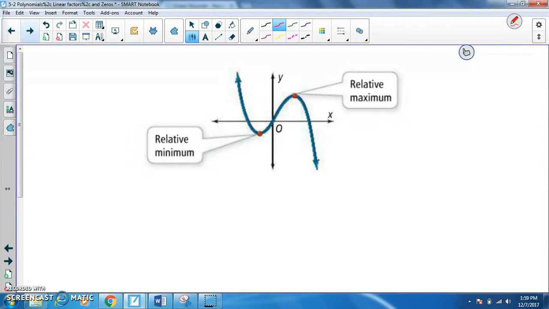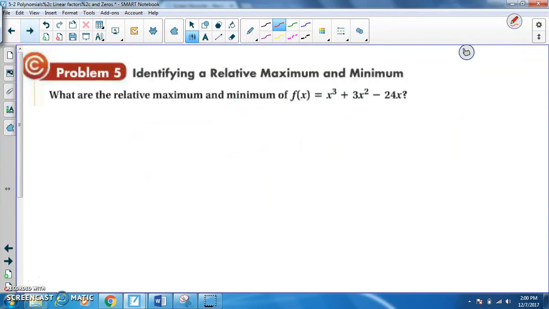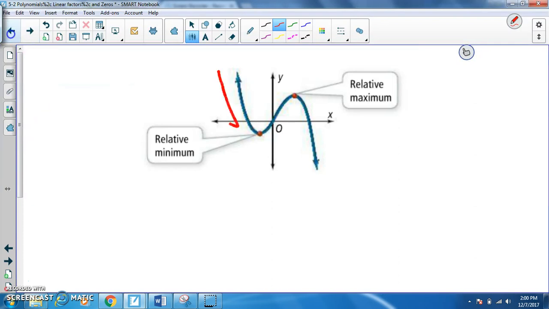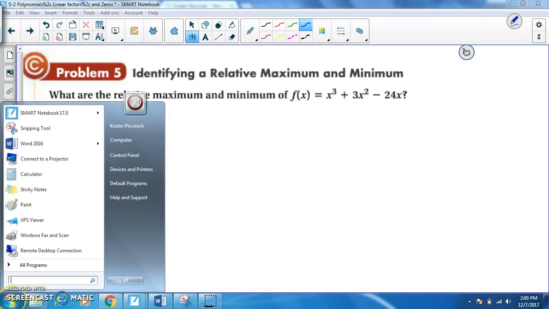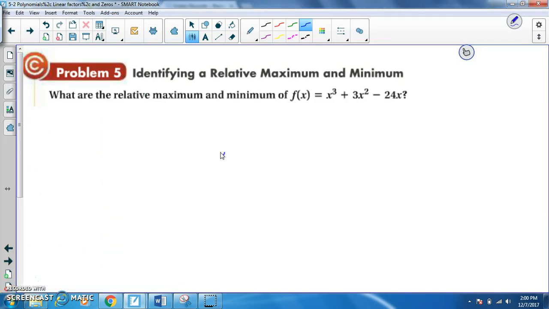We also have what is called a relative minimum and a relative maximum. These would be at the bottom of a hill or the top of the hill. A relative minimum is when we go from decreasing to increasing, and a relative maximum is when we go from increasing to decreasing. If I want to find the relative minimum and maximum, I would graph. We're going to save this one for class tomorrow.